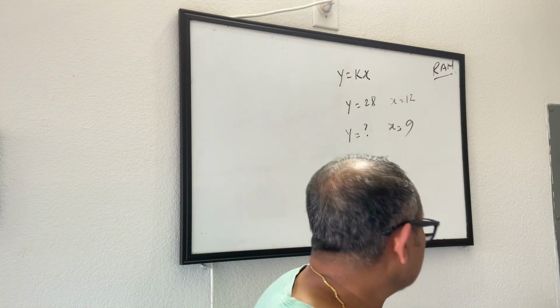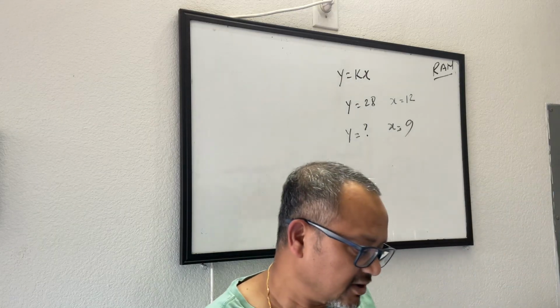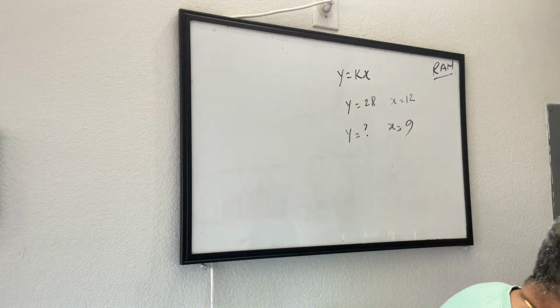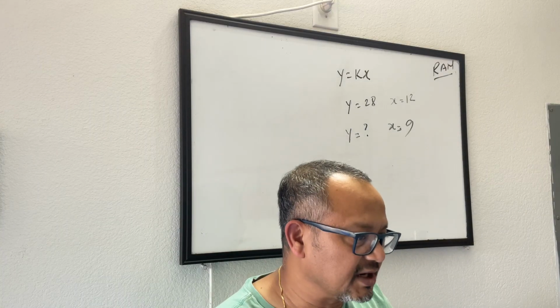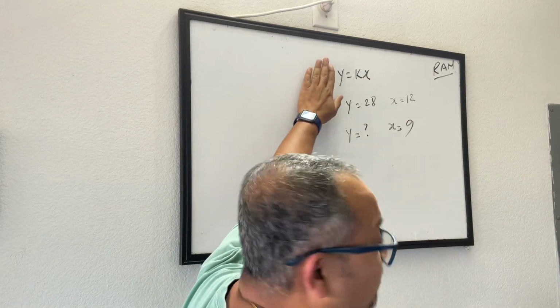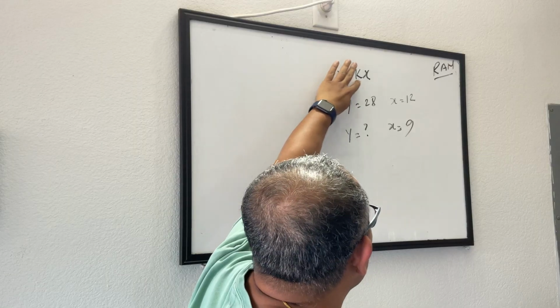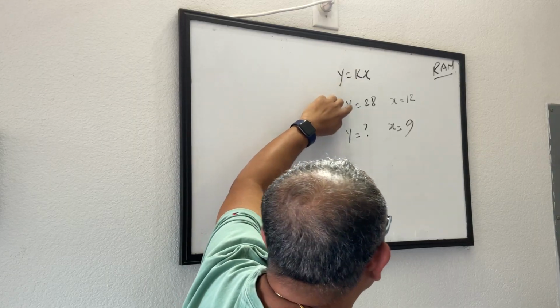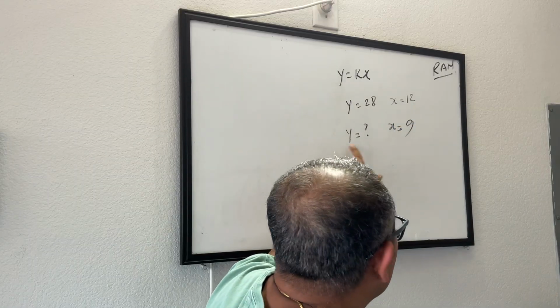So I would want you guys to solve it and also tell me how this is related to whatever preaching I was doing for the initial 20 minutes. Everybody got the question, or you would want me to repeat one more time? We are given this equation y equal to kx, wherein k is a constant. When y is equal to 28, x equal to 12. What is the value of y when x is 9?